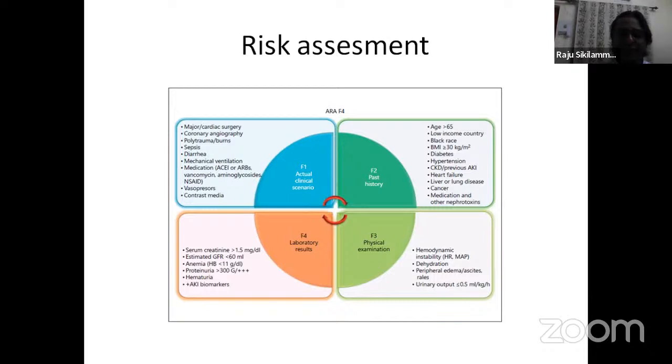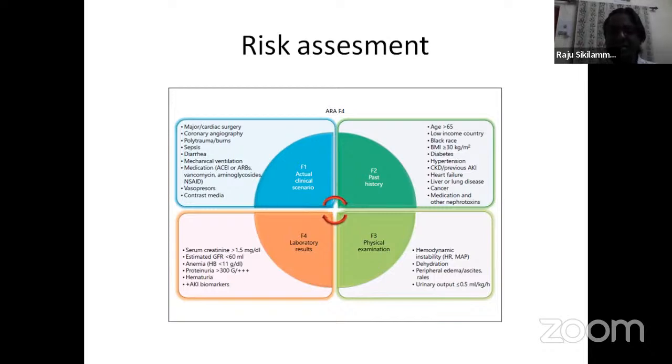There are F1, F2, F3, F4. The F1 column contains the clinical scenario. Under that, the patient presents with symptoms and signs, major and cardiac surgery, coronary angiography, polytrauma, burns, sepsis, diarrhea, mechanical ventilation, drugs like ACE inhibitors and ARBs, vasopressors and contrast media. Then susceptibility is F2, the past history of the patient, which includes age more than 65, low income country, black race, BMI more than 30 kg per square meter, diabetes and hypertension, and other comorbid conditions such as liver and lung diseases.